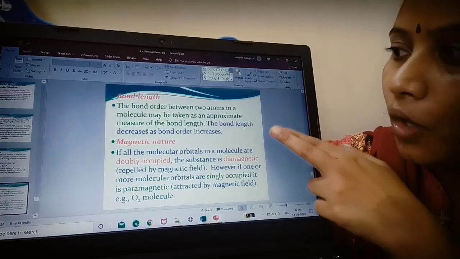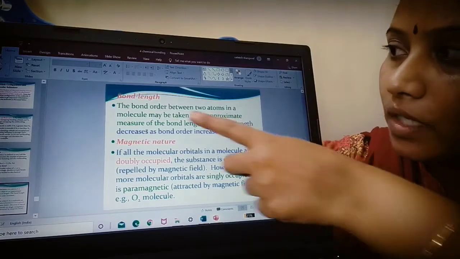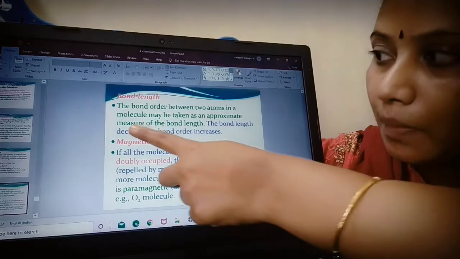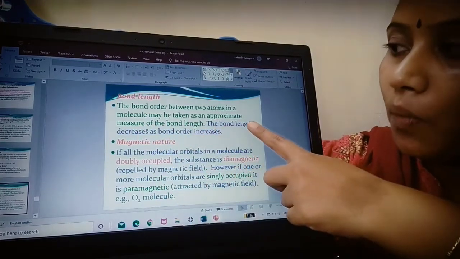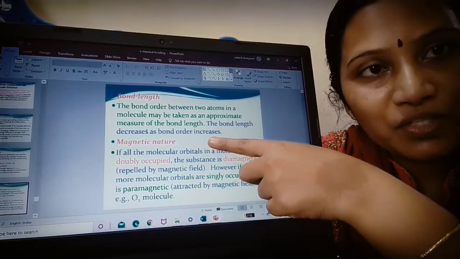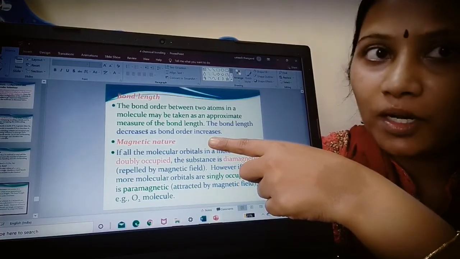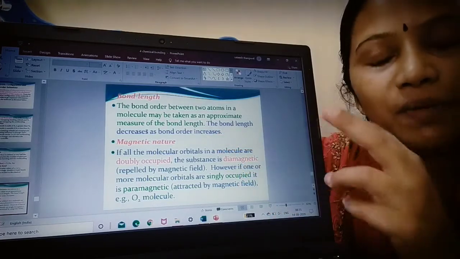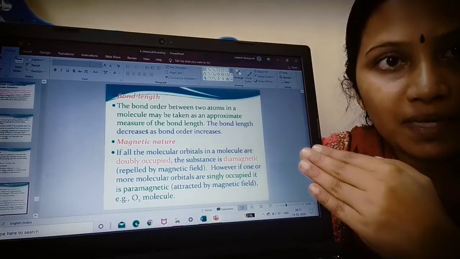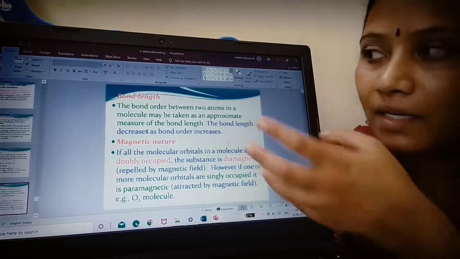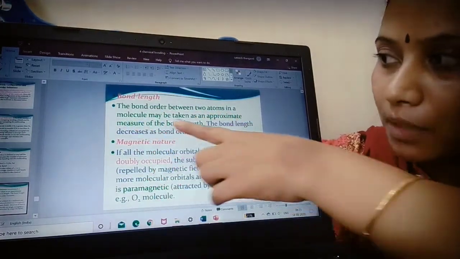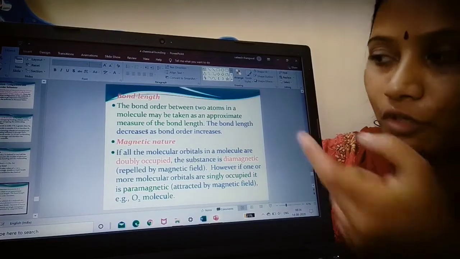So now bond length, as we have already seen, what is the bond length? Bond order between two atoms in a molecule is taken as an approximate measure of the bond length. When bond length decreases, bond order increases. In the beginning of the chapter, we read the definition of bond order and bond length in terms of bonded atoms in a molecule. But as we discussed various aspects, here the definition is slightly different. Bond order between two atoms in a molecule is taken as the approximate measure of bond length.